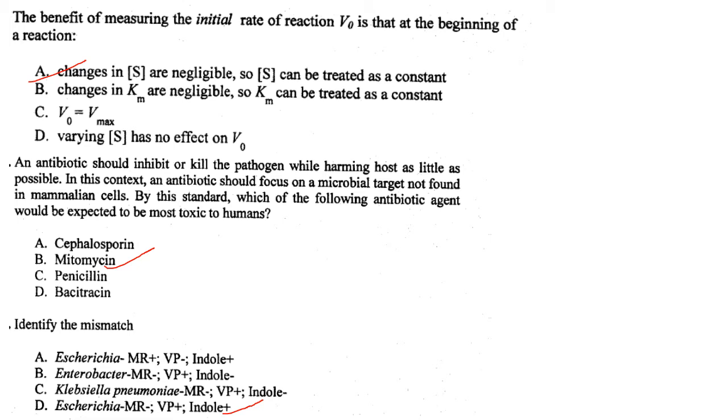Then identify the mismatch. So out of this, Escherichia coli, MR negative, VP plus, indole plus, that is wrong. That is the mismatch, whereas all the others are correct. Actually, Escherichia coli is MR plus, VP minus and indole plus.